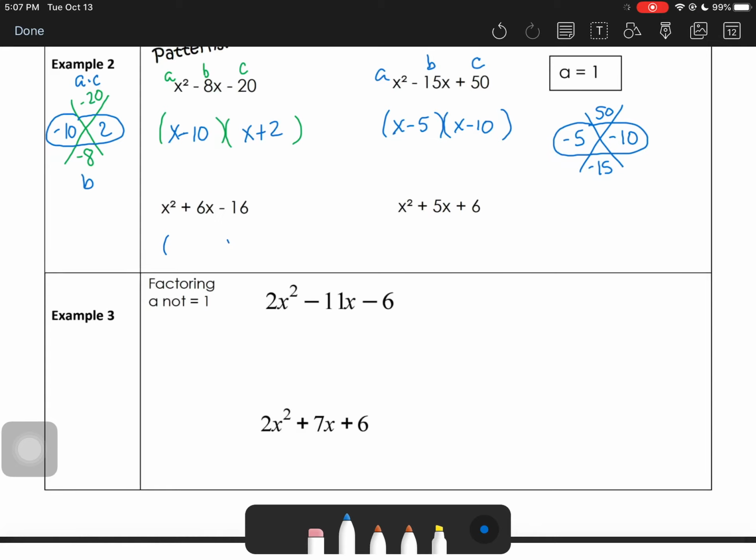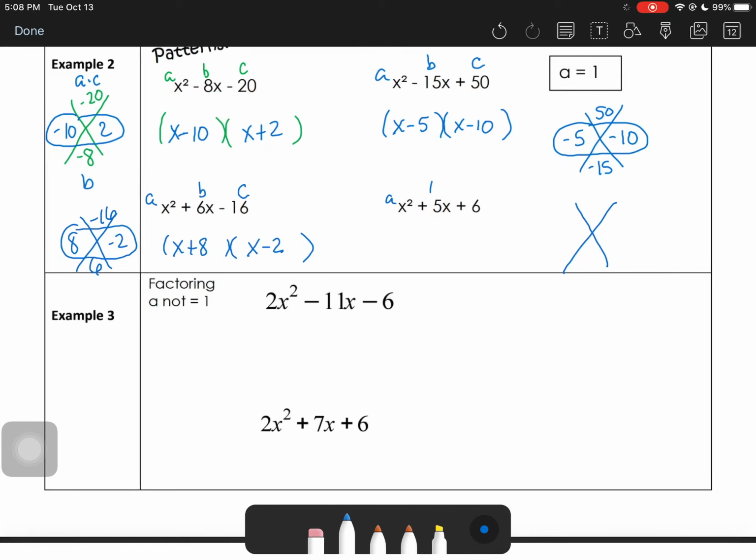Next example, we can use our x. We have our a, our b, and our c. When we multiply a times c, we get negative 16, and then when we get our b, which is 6, we want to know what two numbers will multiply to be negative 16, but add up to be 6. So if we take 8 times negative 2, we get negative 16, and 8 plus negative 2 will give us positive 6. And those are our two factors.